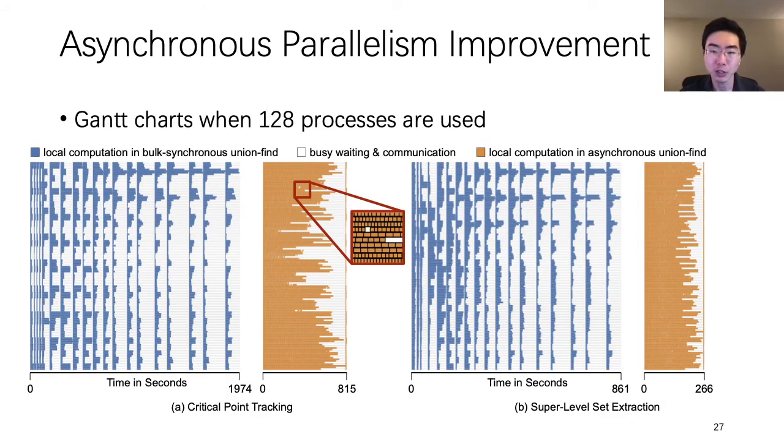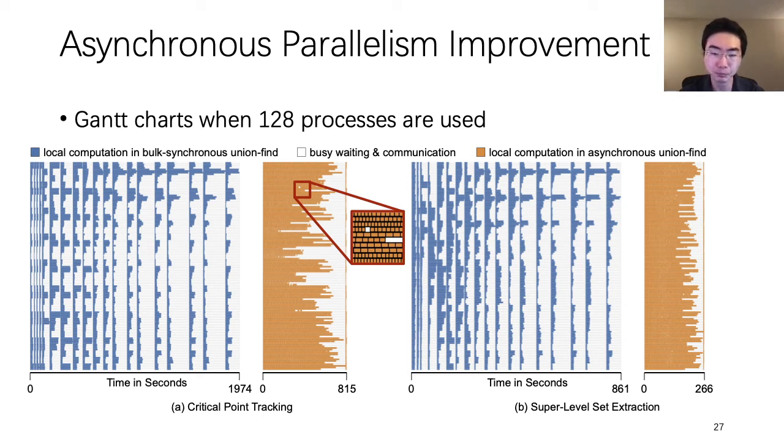We compare Gantt charts between the baseline and our method when 128 processes are used to investigate the improvement of asynchronous parallelism in detail. The 2 charts on the left show the comparison for the critical point tracking case. The right 2 charts show the comparison for the super-level set extraction. The x-axis of every chart is the execution time. Each row in the y-axis corresponds to one process and shows the activities of the process with respect to the execution time.